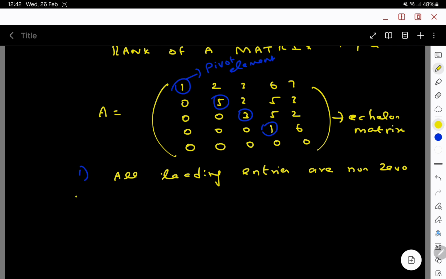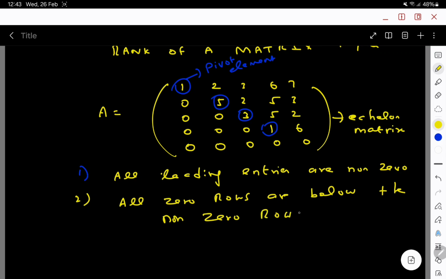And the second condition is that zero rows are always below the non-zero rows. A zero row means all the entries in that row of the matrix are zero. The fifth row is a zero row because all the elements are zero. That is always at the bottom. So the second condition is all zero rows are below the non-zero rows.